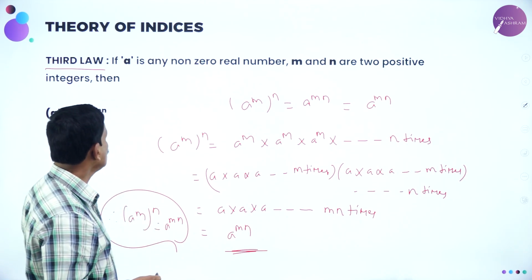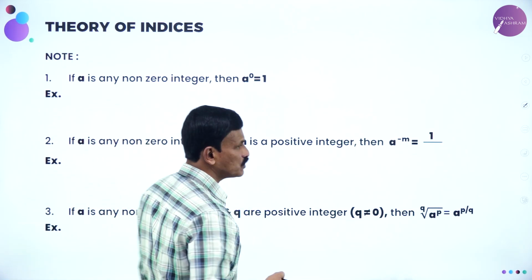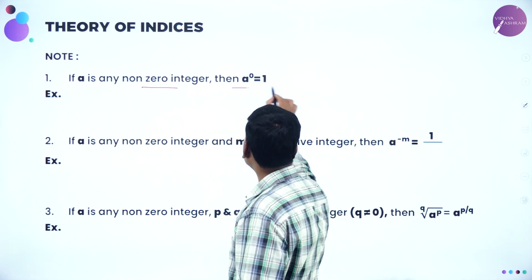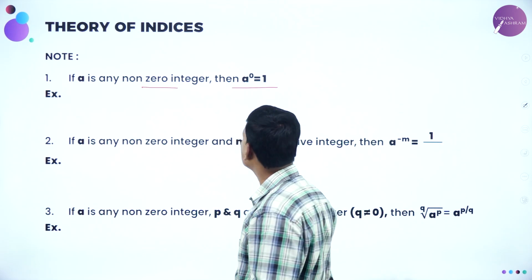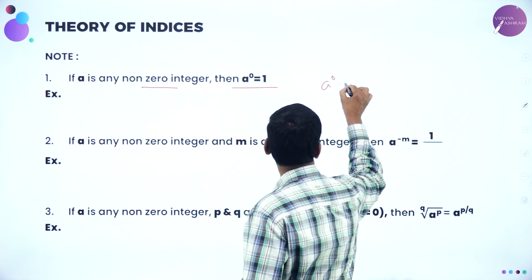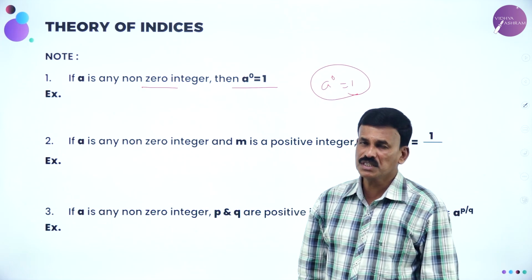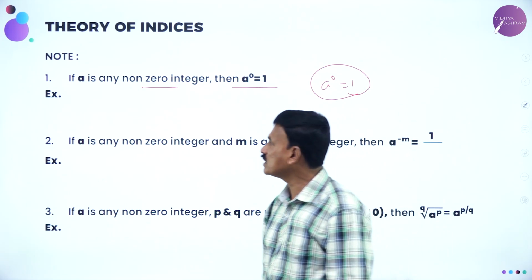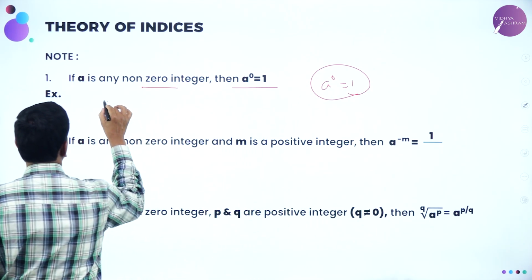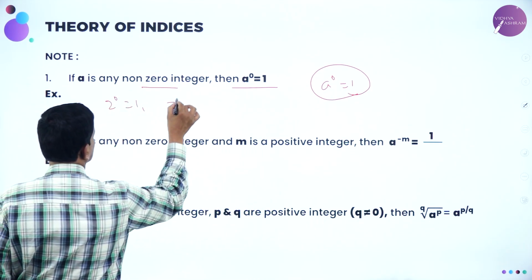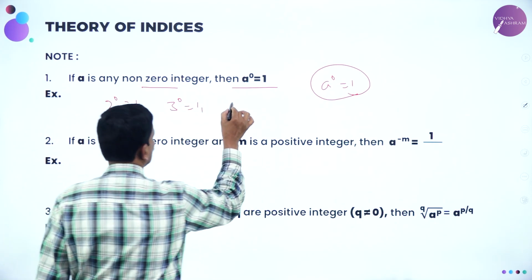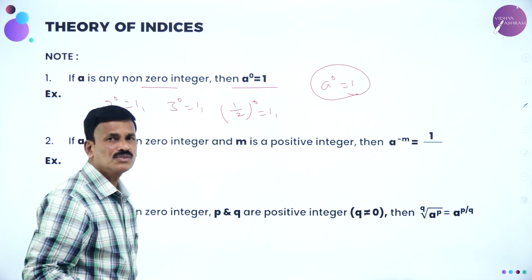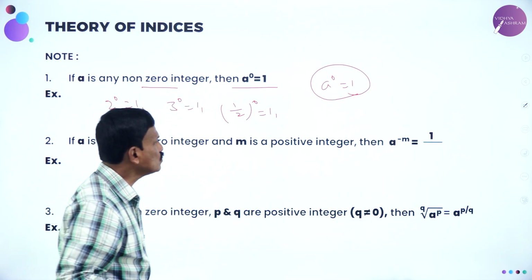That's it. Now let us come to the next concept. Very important concept. If a is any non-zero integer, then a to the power of 0 is always equal to 1. If a to the power of 0, x to the power of 0, b to the power of 0 is always equal to 1. Let us consider, for example, 2 to the power of 0 is 1, 3 power 0 is also equal to 1, (1 by 2) to the power of 0 is also equal to 1. Okay. These are the examples. A raised to 0 is equal to 1.